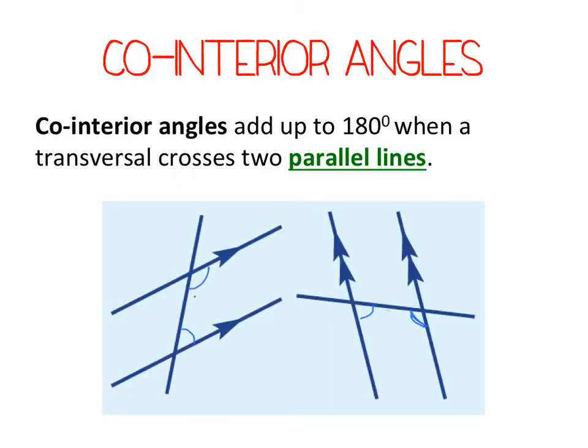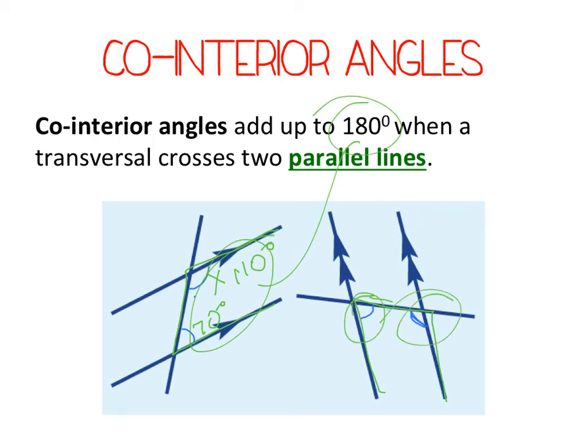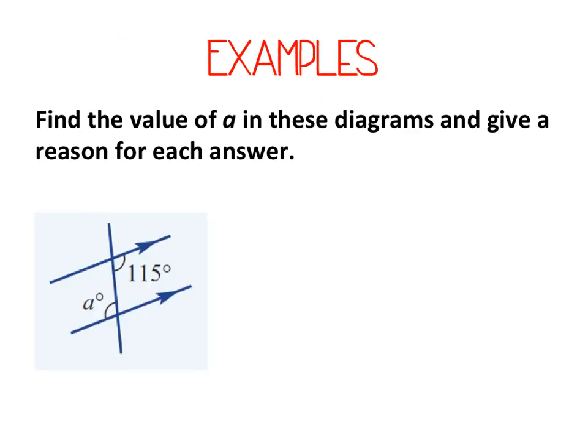Last type of angles are co-interior, and you might notice the angles that are marked, they actually make a C. Co-interior. Co-interior angles add up to 180. Okay, so if this one here is, say, I don't know, 110 degrees, this angle here is going to have to be 70 because together they add up to 180. Same with these ones here. Co-interior angles add up to 180. So let's have a look at some examples.